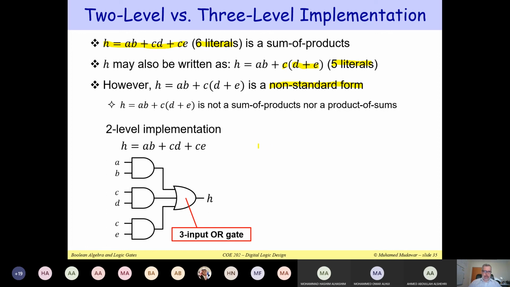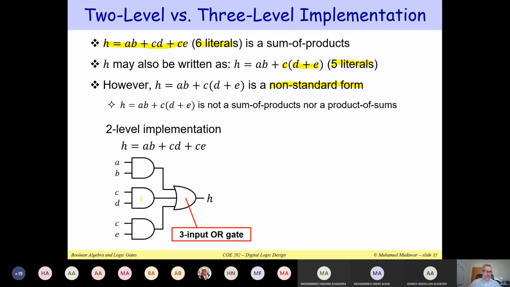Okay, so for the first expression, I had AB or CD or CE. So I need 3 AND gates. The output of the first AND gate is AB, this is CD, this is CE, and then I need a 3-input OR gate to produce my output H. So I used here 3 2-input AND gates and 1 3-input OR gate. Now that's a 2-level implementation. I have 1 level for the AND gates, and a second level for the OR gate.